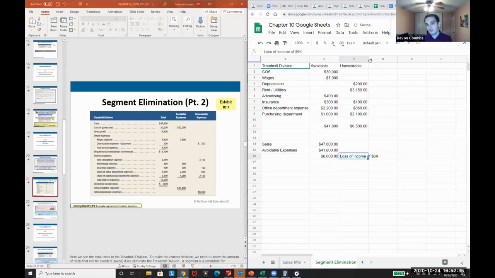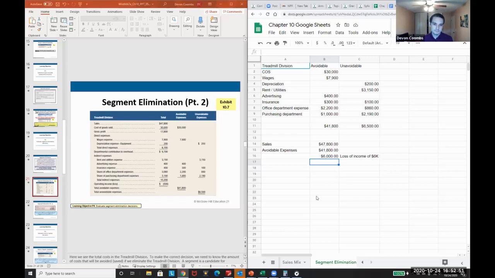So my question to you is, should we remove this division? You could write the answer in here, you could speak it out, but should we remove this division? What do you think? Okay, saying no. No. Awesome. That's correct. Why shouldn't we remove it?